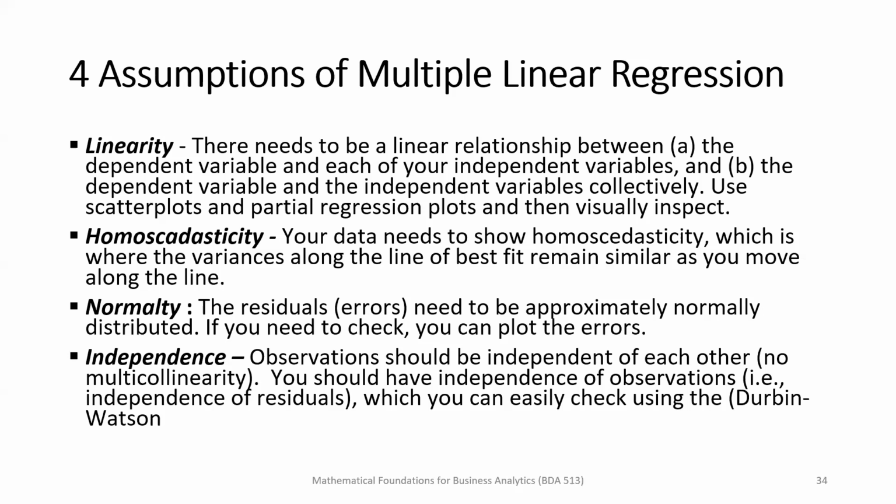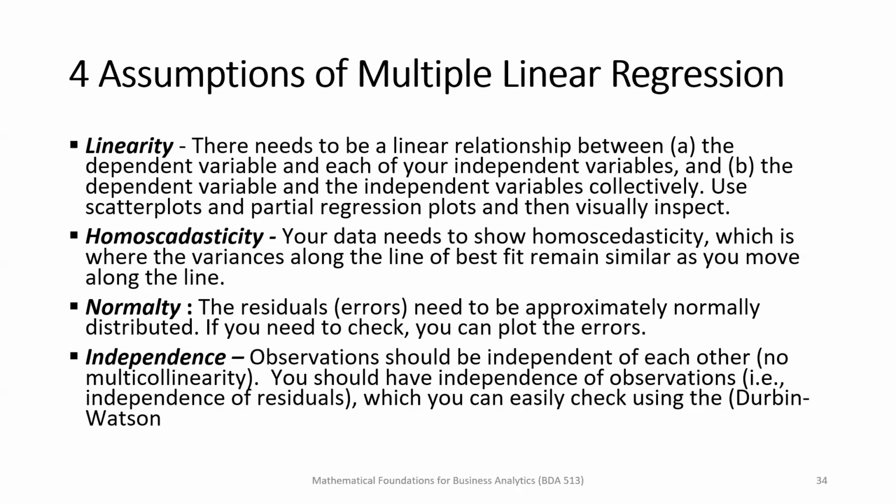There needs to be a linear relationship between the dependent variable and the independent variable. So there should be linearity between the dependent variable and the independent variables collectively. So there should be linearity individually and also collectively. Normally you can see this in a scatter plot when you draw the line of best fit. You can see if there is linearity or not.